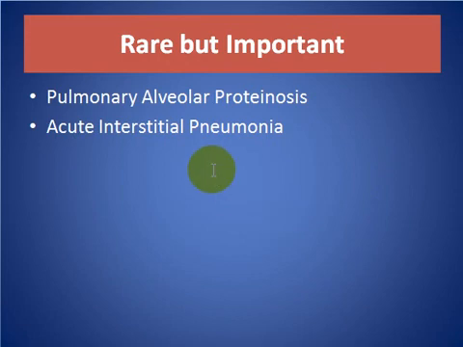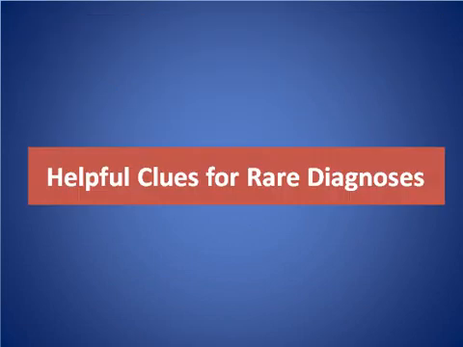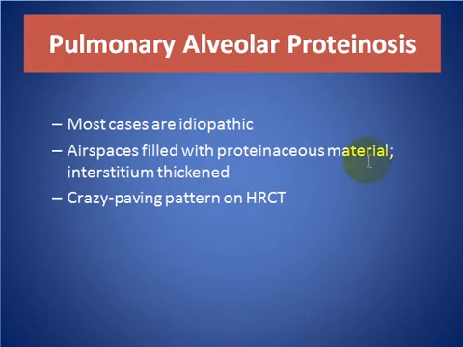Rare causes, but important, are pulmonary alveolar proteinosis and acute interstitial pneumonia. Pulmonary alveolar proteinosis: most cases are idiopathic. We have airspace filled with proteinaceous material, the interstitium is thickened, and we have a crazy paving pattern on high-resolution CT scan.